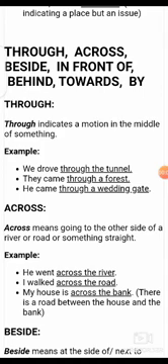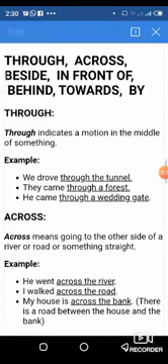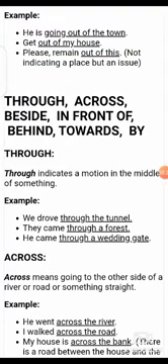Well, I have already made 3 videos on prepositions. In the first 2 videos we learnt about prepositions of time, and in the third video we learnt about prepositions of places, but we couldn't complete all the prepositions of places and their use. So in today's video we are going to discuss the most important remaining prepositions of places, and we start from through, across, beside, in front of, behind, towards, and by.